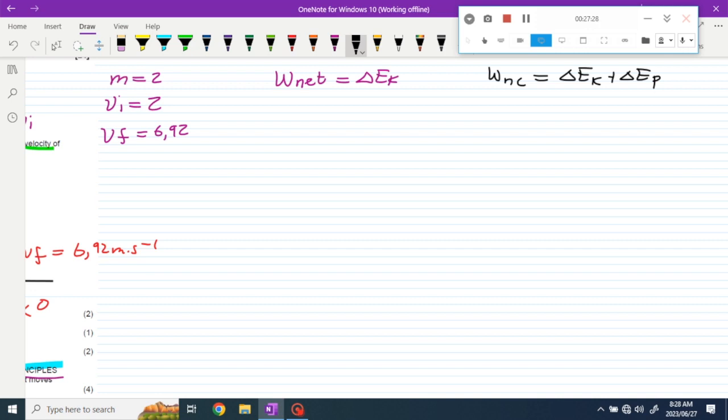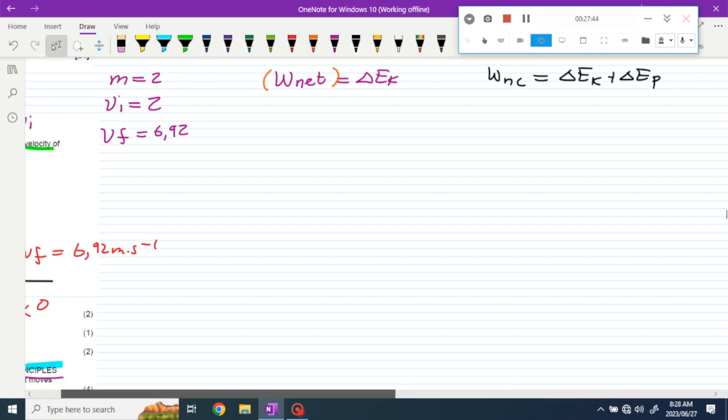Okay, so there's a chance that the way I worked this out is not the way that you did, but if your answer is correct, you probably got 4 marks. Because again, there are just so many ways in which you can work this out. Okay, let's start off with net work.